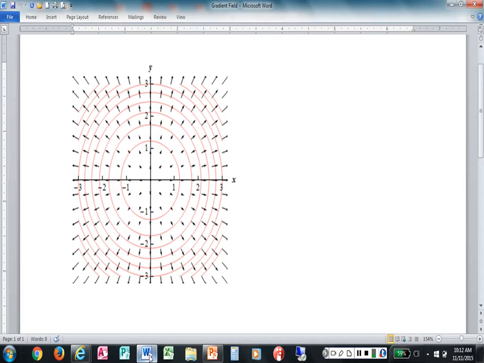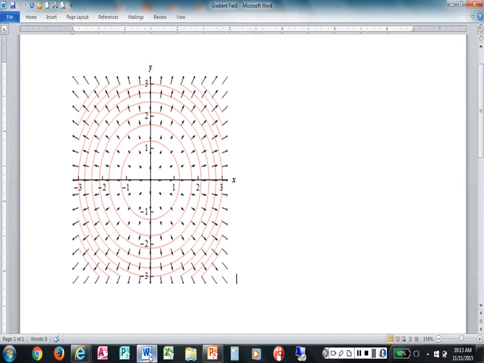What we can notice there is that our vectors are all running perpendicular to the contours. And that will always be the case for the gradient vector field with the contour map of our function. The vectors of the gradient vector field are perpendicular, or orthogonal, always to the contours.